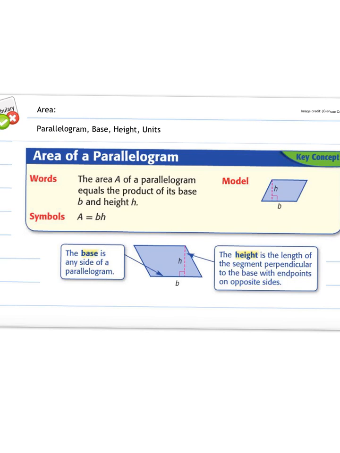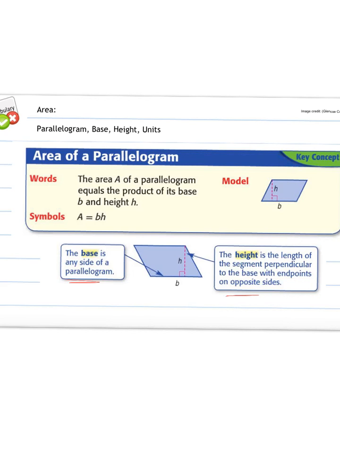Alright, some vocab that we need to know. Area, this is the space inside of a shape. Parallelogram is a four-sided shape with the two opposite sides being parallel to each other. Base, if you look down here, the base is any side of a parallelogram, and the height is the length of the segment perpendicular, meaning it makes a 90-degree angle, to the base with endpoints on opposite sides.